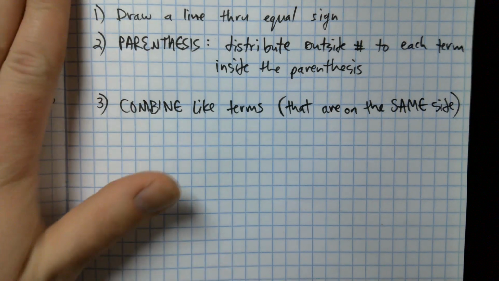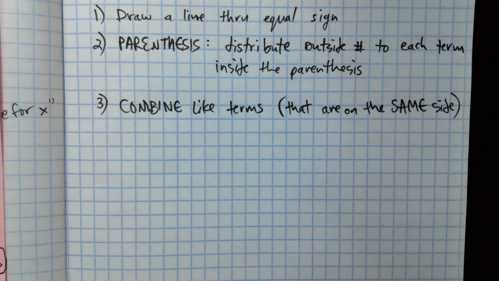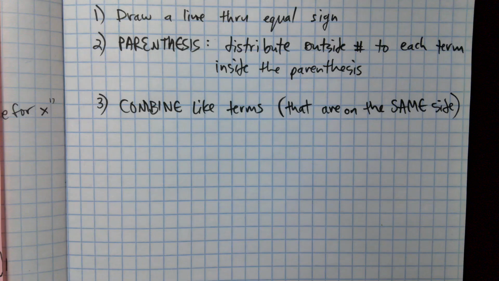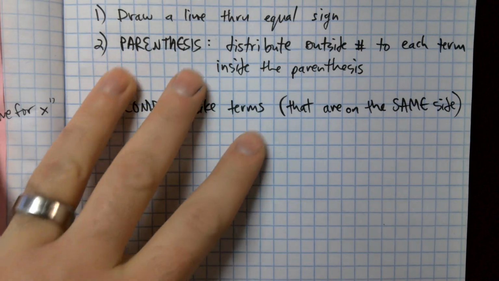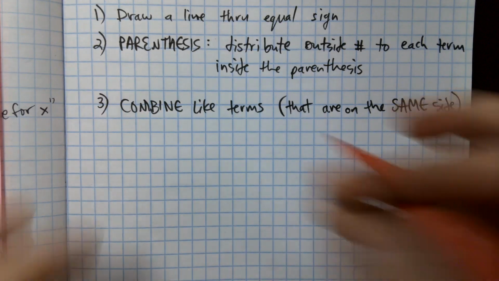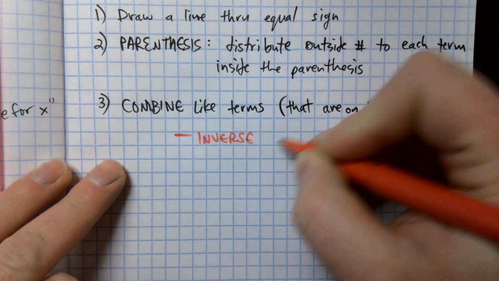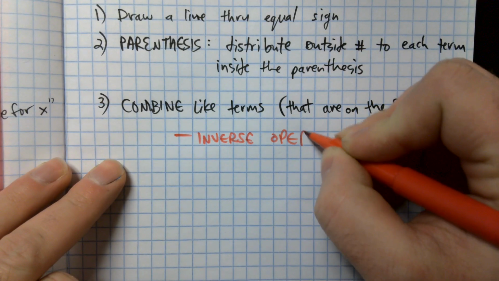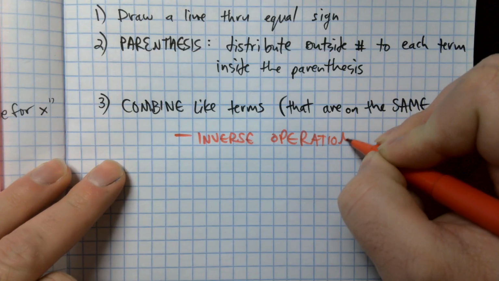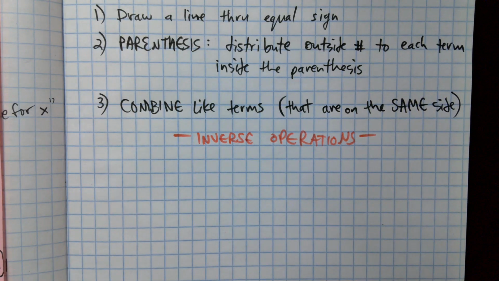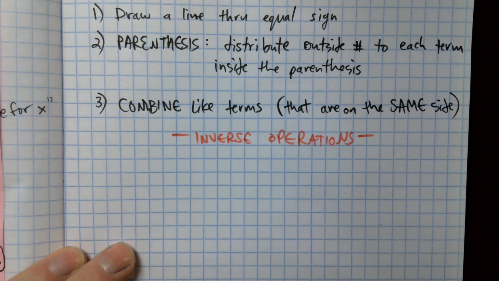Okay, after we do that, we should have a variable term and a constant term on the left side with a variable term and a constant term on the right side, okay? That tells me now it's time to do inverse operations. Now we're going to break these inverse operations into 3 steps.